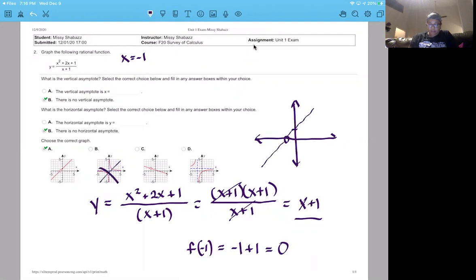So all of these have asymptotes, so I know those aren't the answers. And this one has a negative slope, so that's not the answer. So this is the correct graph.